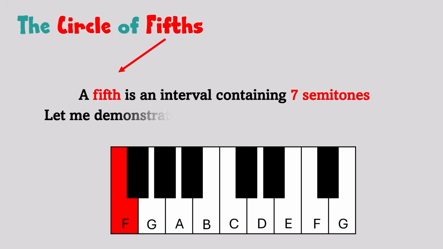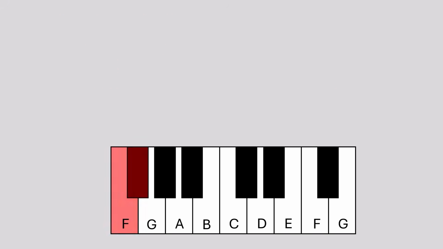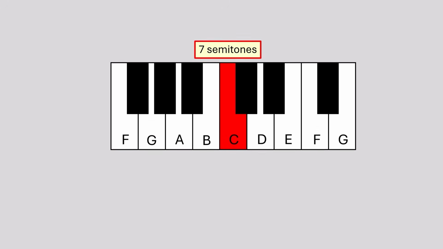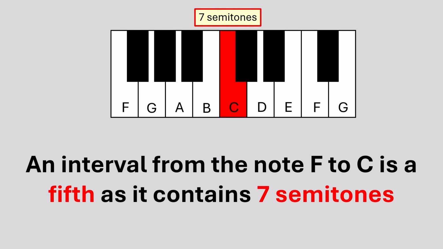Let me demonstrate this with the interval from F to C. We move from one note to the next, all the way from F to C. An interval from the note F to C is a fifth, as it contains 7 semitones.